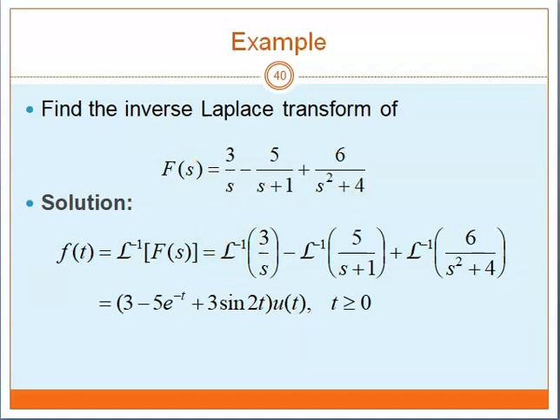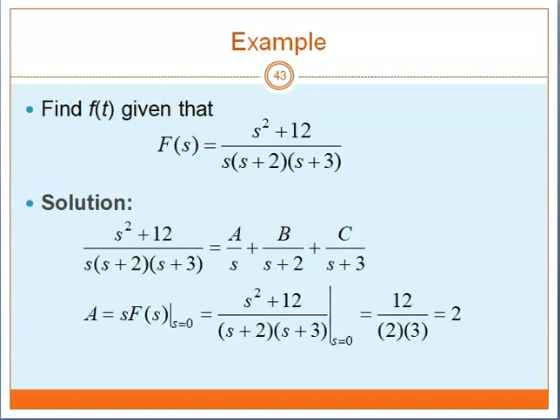Let us try another example. Find f(t) given that F(s) is equal to (s squared plus 12) over s times (s plus 2) times (s plus 3). Okay, so here we are going to break it with PFE. So you have A over s, plus B over (s plus 2), plus C over (s plus 3).